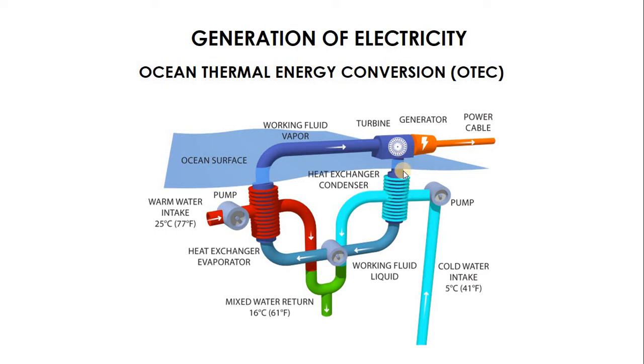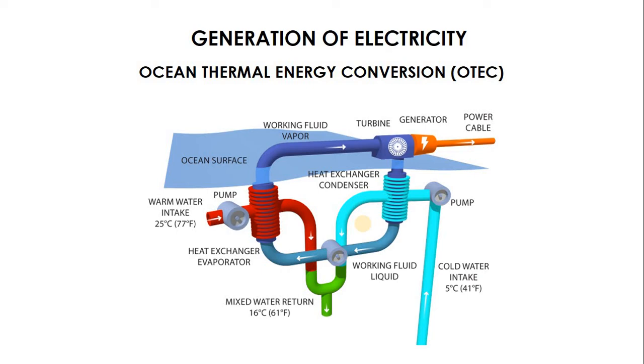So when ammonia gets here, it releases the heat, because the heat is absorbed by this cold water, and once it releases the heat, it's converted back to liquid form, and ammonia is pumped again into this heat exchanger, converted to vapor, drives the turbine, converted to liquid, and then the cycle continues. So at the end of the day, we are using the warm water temperature and the cold water temperature to generate power, using ammonia as a working fluid.